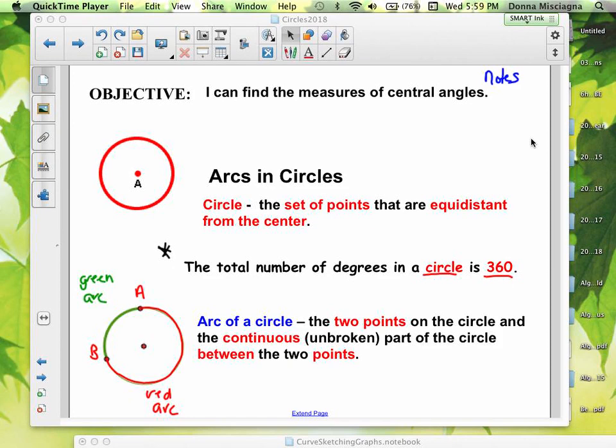And then a definition for you, arc of a circle. So the arc of a circle is two points on the circle and the continuous unbroken part of the circle between the points. So we have two different arcs here. We have one arc that is shown in green. We have another arc that is shown in red. And we're going to learn how to name those arcs, and we're going to learn how we can classify arcs based on measurement.